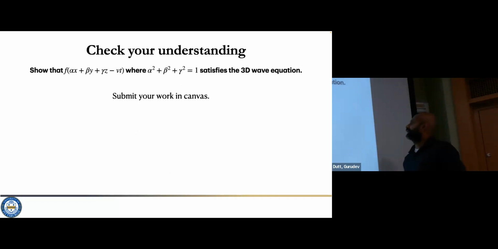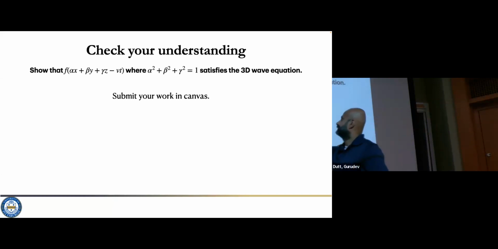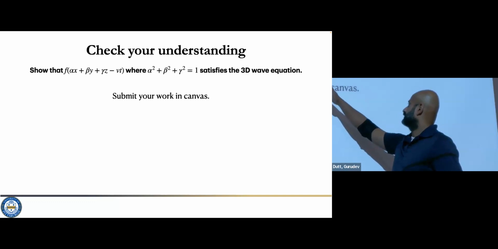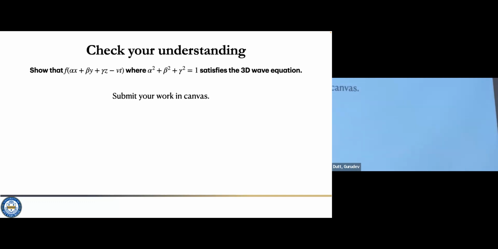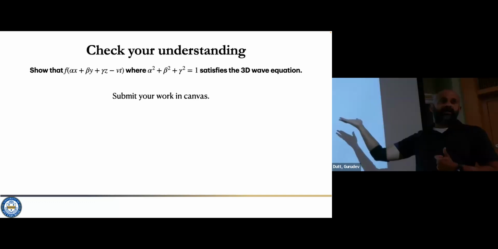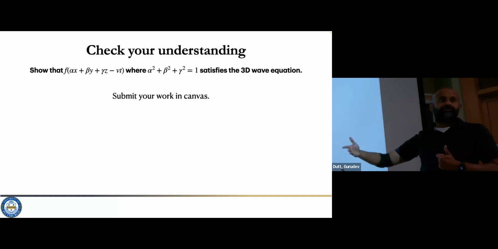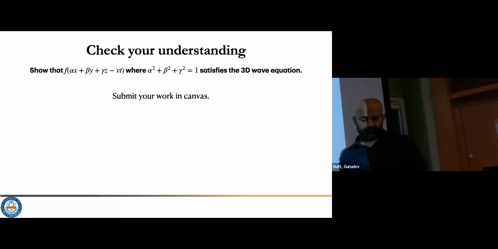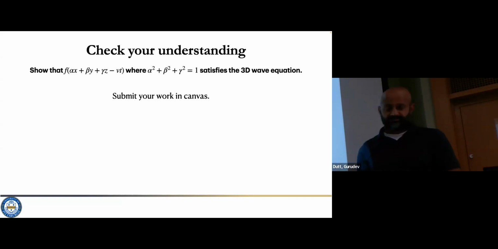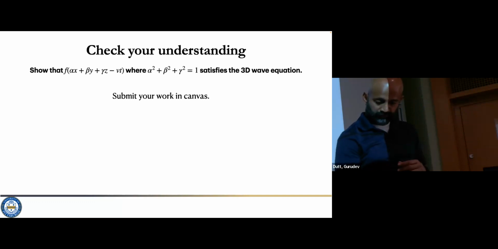As a small homework that you can do, you take this function f of alpha x plus beta y plus gamma z minus vt, where these alpha, beta, gamma satisfy this equation. What I want you to do eventually is substitute that into the wave equation, do the differentiations, and show that this will indeed satisfy the 3D wave equation. It's fairly straightforward. I'll put up the assignment, and it'll be due before the beginning of the next class. That's on Wednesday, so you have more than enough time.